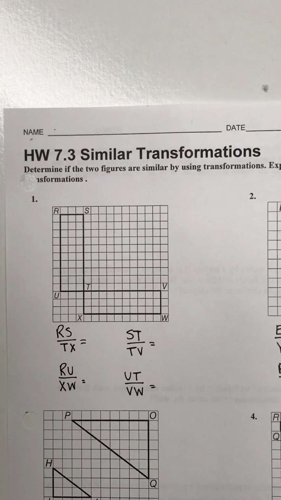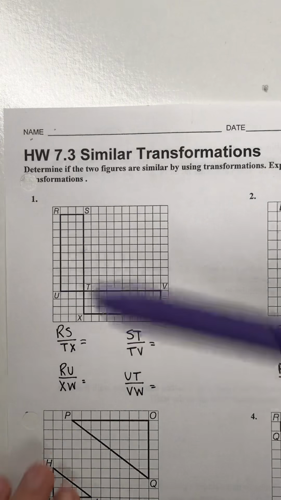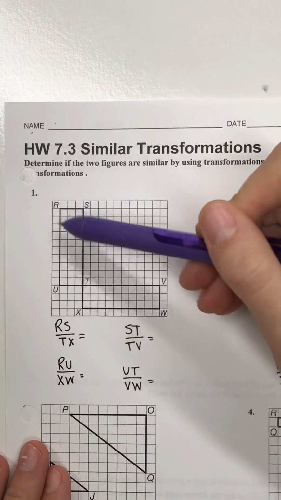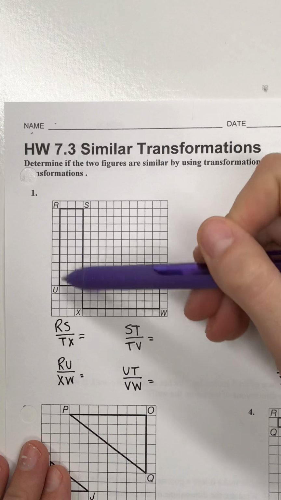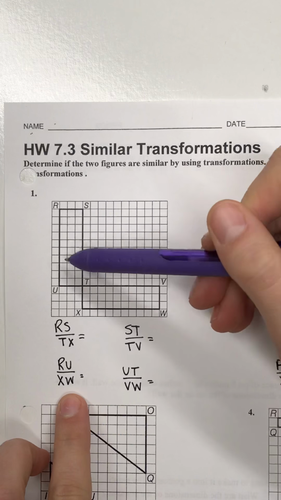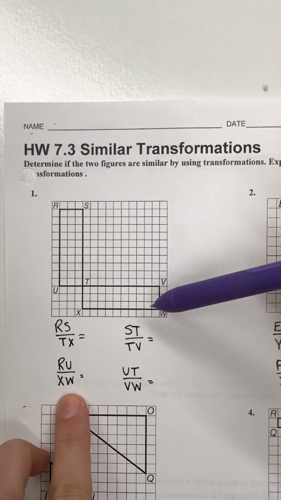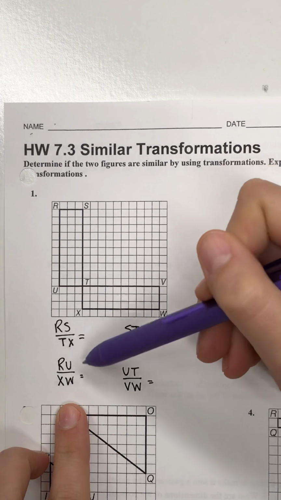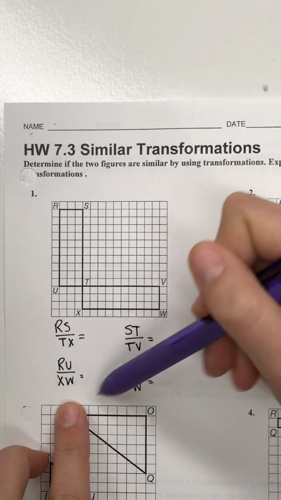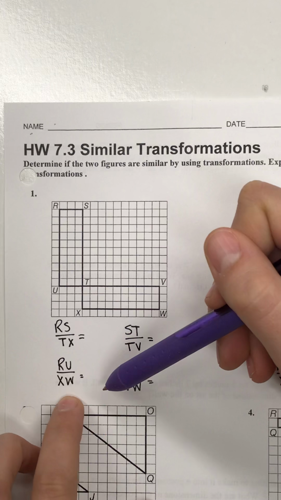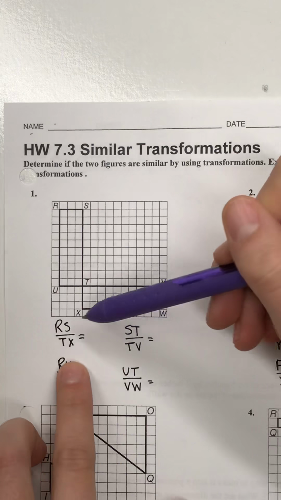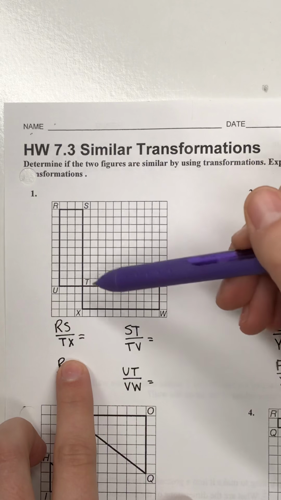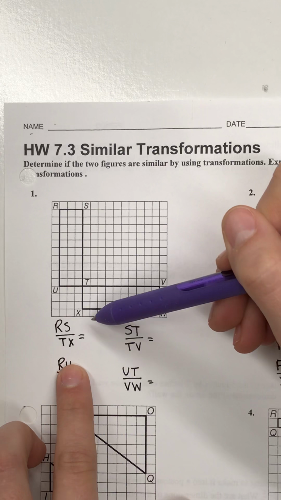In section 7.3, we talked about two figures that are similar to each other. And if two figures are similar, then their sides are proportional, meaning if you create a fraction that compares side RU to XW, then their side lengths and their fraction simplified is going to be the same fraction when you take RS divided by TX.